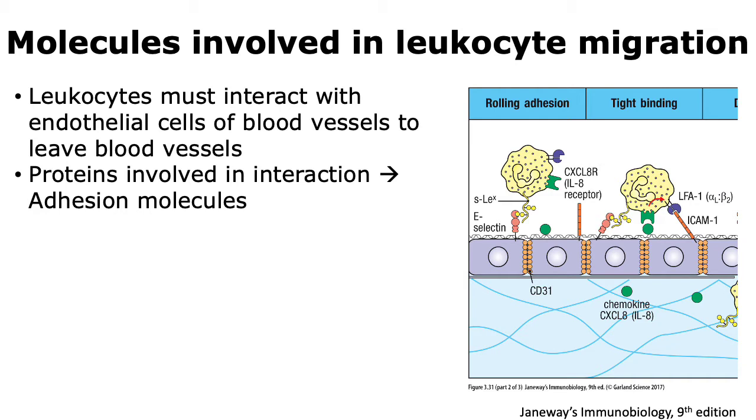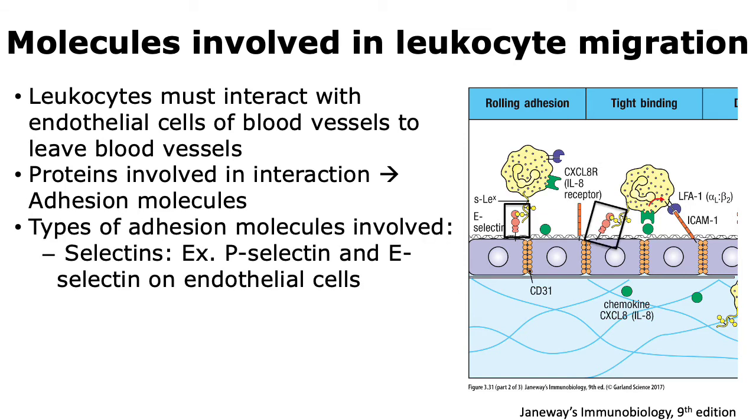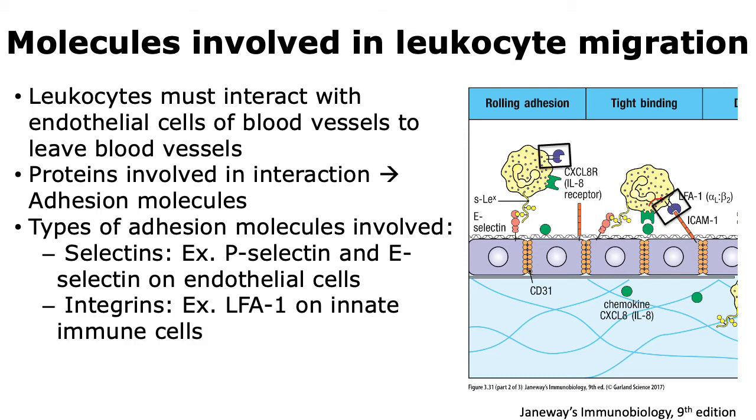This interaction requires protein-protein interactions, and the proteins that play a role in interactions between the endothelial cells and the immune cells are called adhesion molecules. The different types of adhesion molecules that are involved in the extravasation of leukocytes are, the first one, the selectins. And the selectins that we're going to look at are the P-selectin and the E-selectin, and they are expressed in endothelial cells. Another adhesion molecule that we will look at are the integrins. The integrins in this situation are present in the innate immune cells.